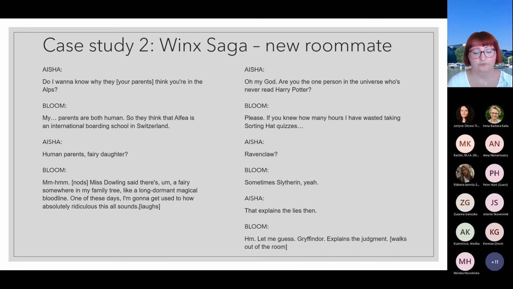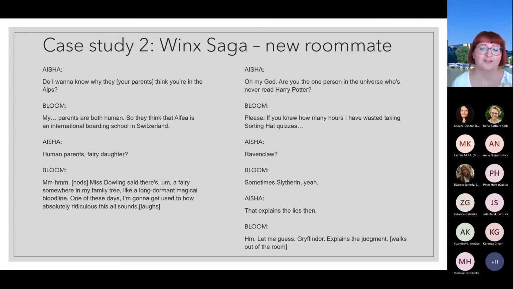This is when she meets her new roommate, Aisha, and just before that, she was talking to her parents on the phone, and her parents don't know where she is, so they think she's in Switzerland. So she was like, oh, this is Aisha. It's strange you have human parents, but you are fairy. So she wants some explanation. Bloom explains, but look at the right-hand side, because this is the part that really interests me, when Bloom says, oh, I can't get used to this ridiculous thing that I'm in a magical school. And Aisha says, oh my God, are you the only person in the universe who's never read Harry Potter?